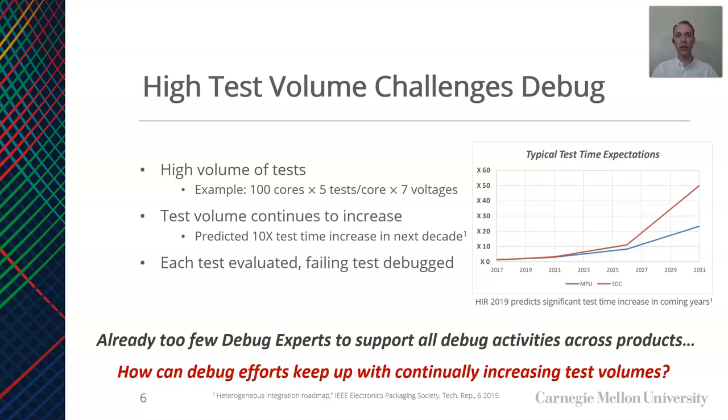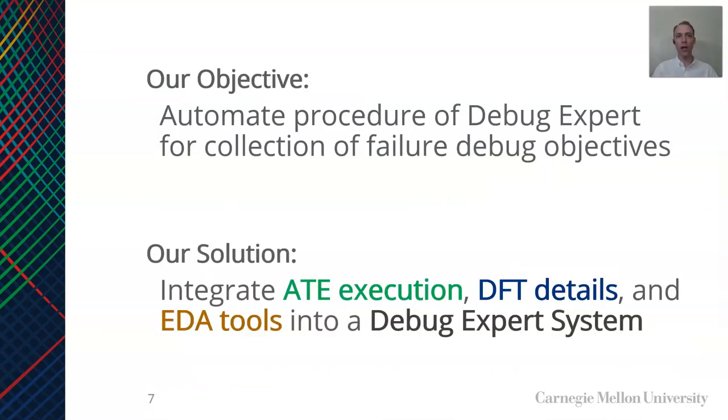As it stands currently, there are often not enough debug efforts to support all required debug activities across the many products of a company. So how can we expect our current debug methodologies to keep up with those monstrous and only increasing test volumes? Thus, our objective: to automate the procedure that a debug expert would follow during initial collection of failure debug objectives.